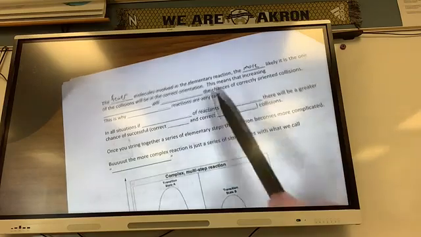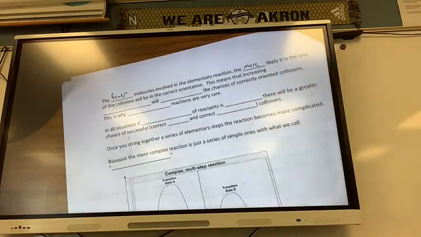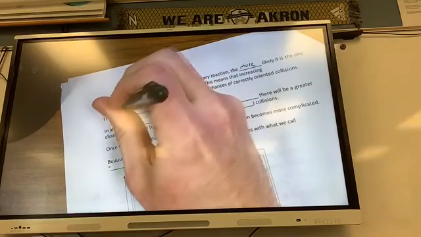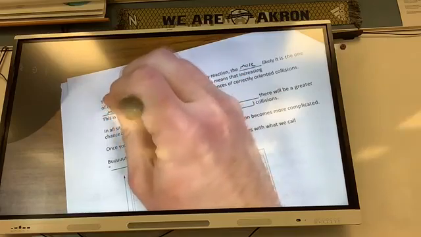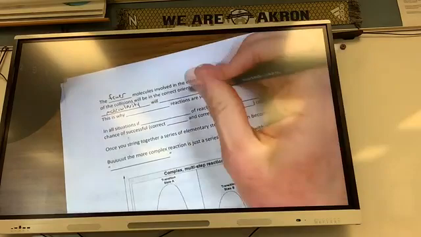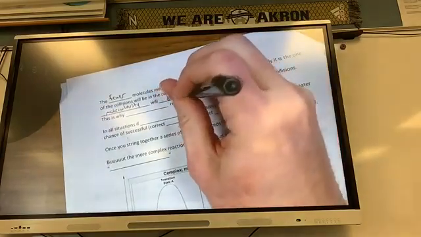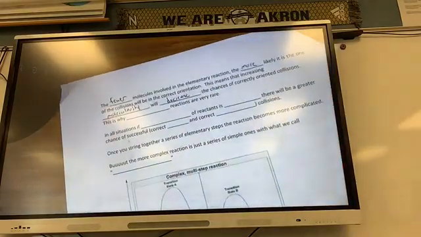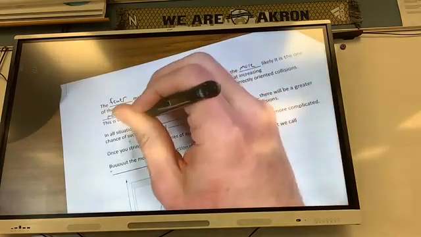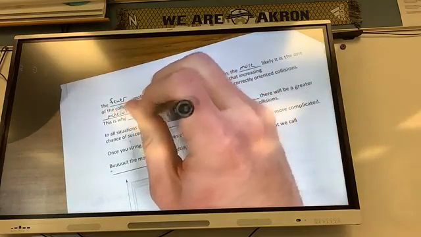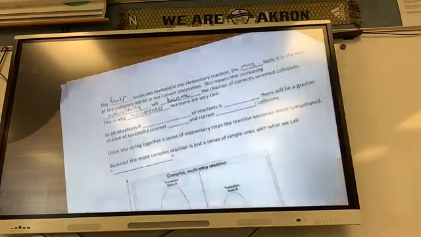So this means that increasing molecularity will decrease the chance of correctly oriented collisions. This is why trimolecular reactions are very rare.